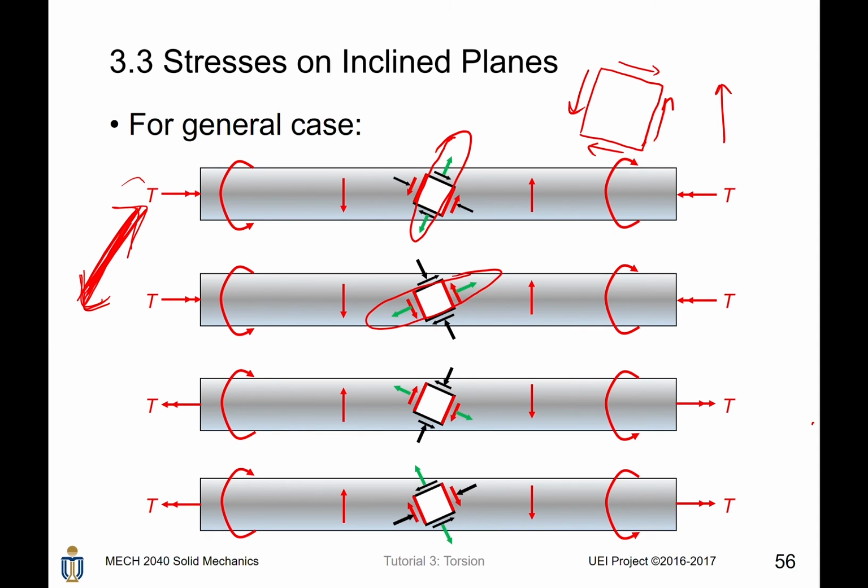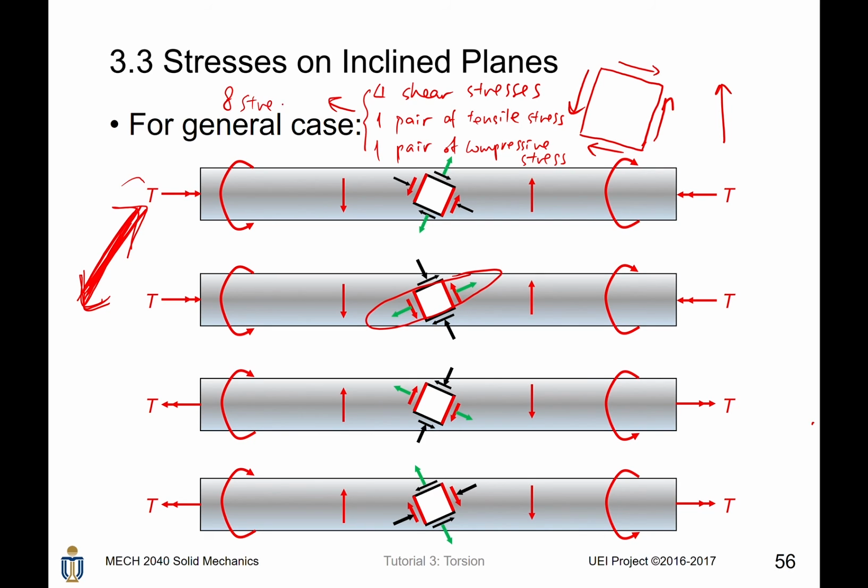As you can observe in the previous special cases, for all stress elements except the 0 degree case, there was always a pair of tensile stresses and a pair of compressive stresses acting on a stress element. So in general, for a stress element, there are 8 stresses acting on it: 4 shear stresses, a pair of tensile stresses, and a pair of compressive stresses. Those stresses combined together give 8 stresses acting on the stress element.